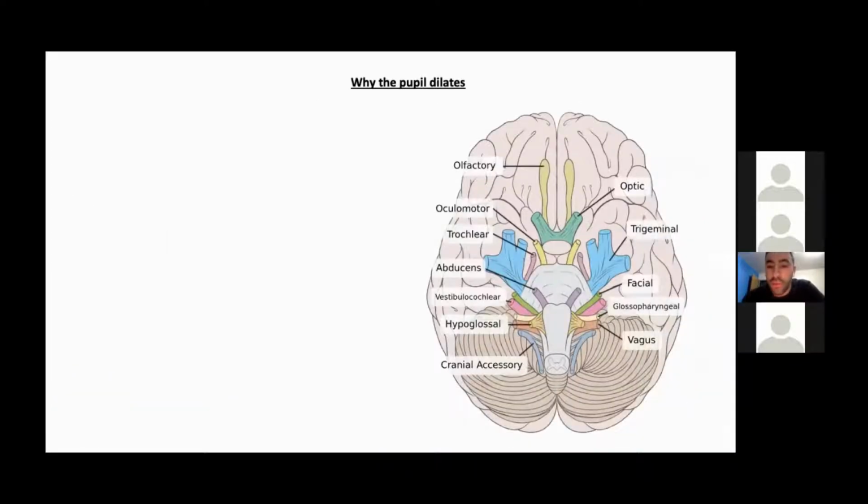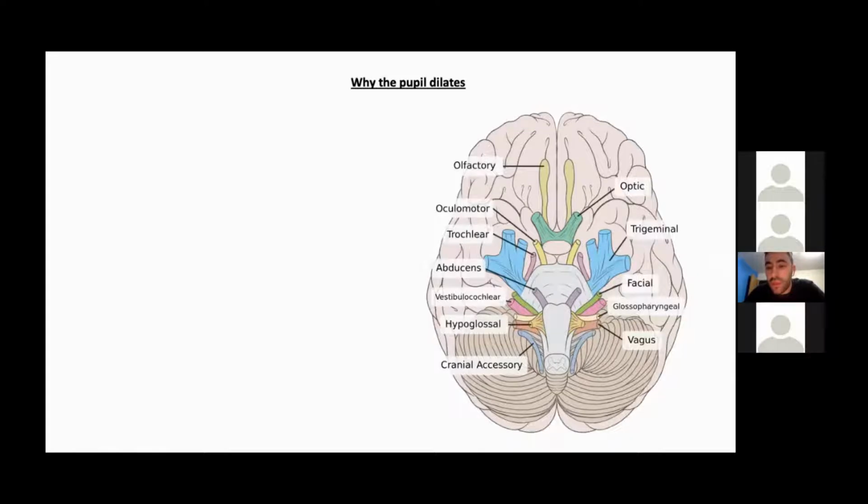So a quick point on why the pupil dilates. The pupil dilates because you have the uncus of the brain, which is the most medial part of the temporal lobes. They get pushed down in transtentorial herniation when you have high pressure intracranially and the brain is being pushed downwards across the tentorium, which is the fold of dura between the cerebellum and the rest of the brain.